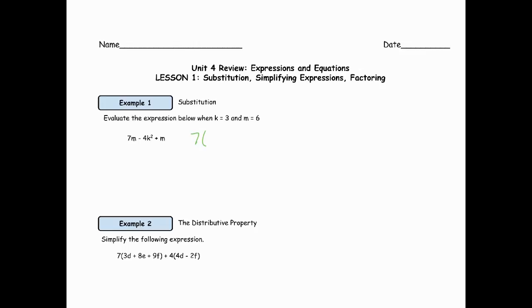So if we substitute, I'm going to replace the m with a 6. And remember, since that's 7 times m, this is 7 times 6 when we replace the m with the 6. Minus 4 times, and now we have an exponent attached to our variable. That's a k squared. All right, so we're going to replace k with 3, which will make it a 3 squared, plus, and our final substitution, m equals 6, so plus 6.